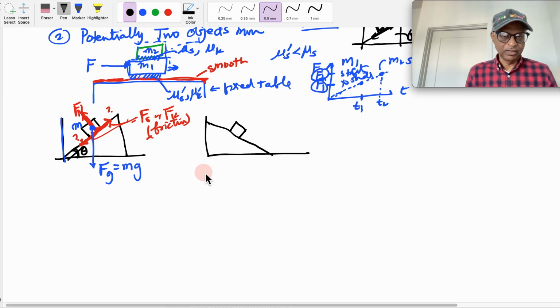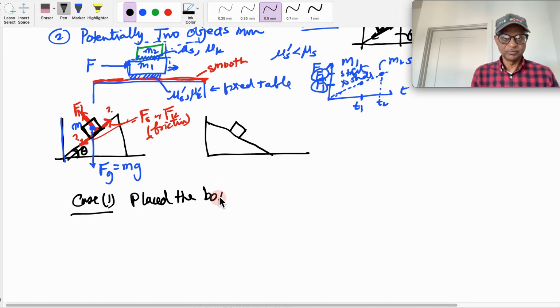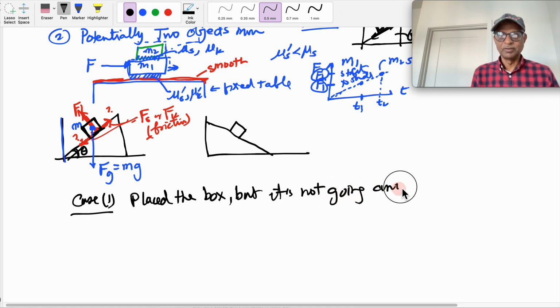Okay, all right, so I'm going to define the problem. I place the box on it, but it's not sliding. This is case 1. I place the box, but it's not going anywhere. So clearly something is holding it.